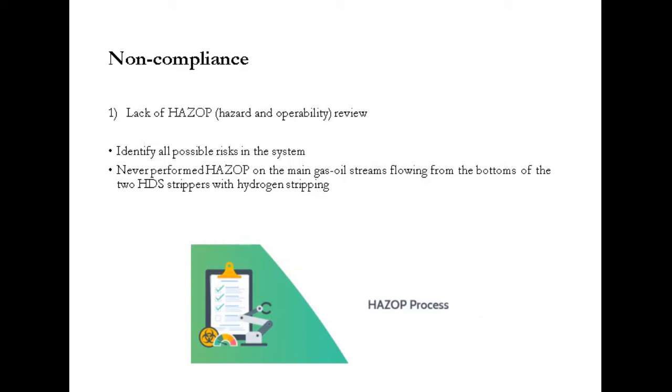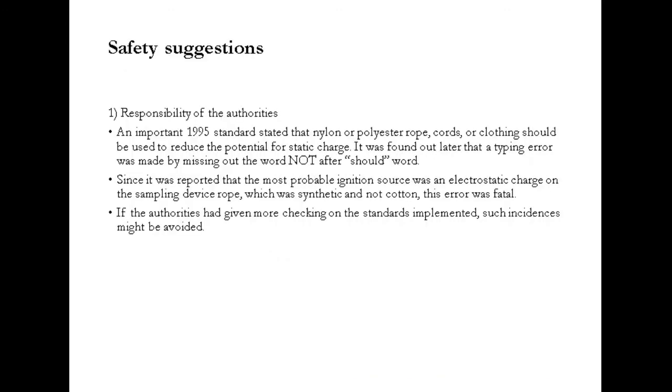However, Ashdod refineries lacked hazard review. In this case, it is impossible to reduce all hazards in a hazardous chemical system, but all the risks in the system should be identified. The refineries had never performed hazard review on the main gas oil systems flowing from the bottoms of the two HDS strippers with hydrogen stripping. Moving on, the first safety suggestion is about the responsibility of the authorities.